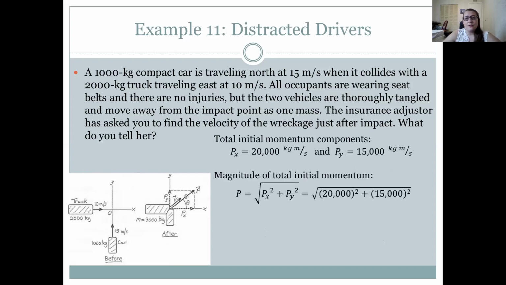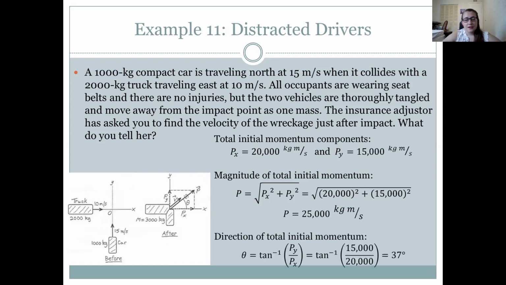So the magnitude of our total initial momentum, remember whenever we're dealing with vectors, we can find the magnitude of the vector by the Pythagorean theorem. So the square root of our X component squared plus our Y component squared. That's true for forces and velocities and displacements and momentums. Any vector it will work for. So our X component, again, is 20,000. Our Y component is 15,000. So square those, add them together, take the square root, and we get a total initial momentum of 25,000 kilogram meters per second.